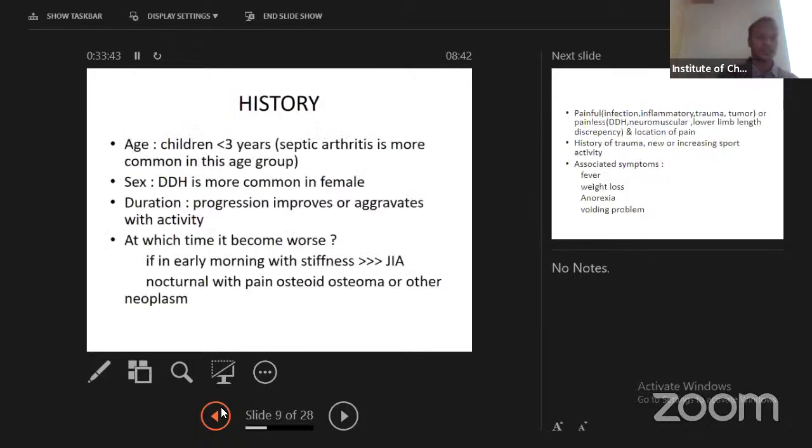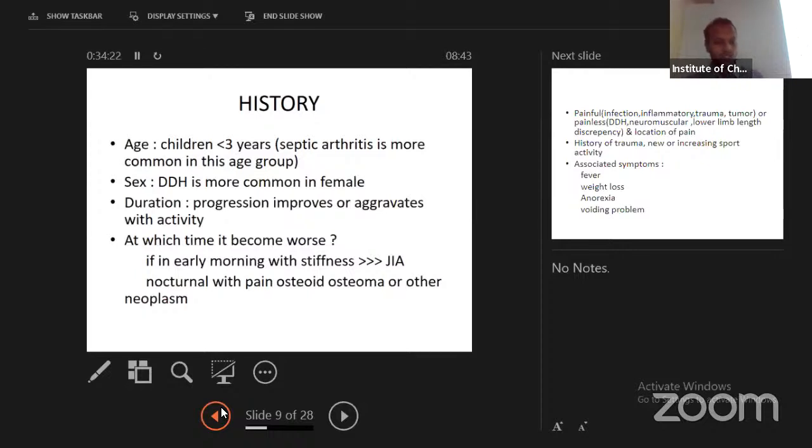History. In history, we have to initially ask the age. The importance of age is child less than 3 years, septic arthritis is more common in this group. Sex of the child. Developmental dislocation of hip is more common in female child and on the left side. Duration, the progression, whether it is improving or aggravating with activity should be asked, because if it is aggravating with activity, it is more towards traction apophysitis like Osgood-Schlatter's, Sever's disease.